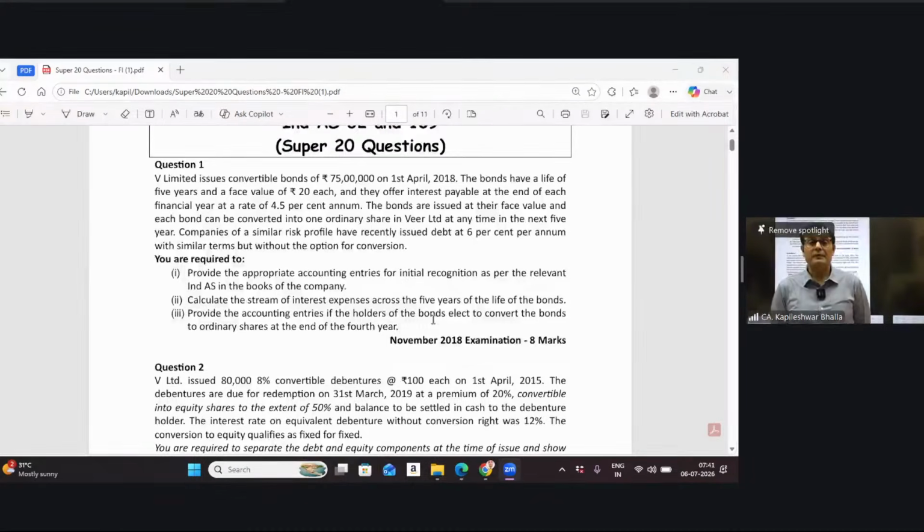So we've got three inputs in the question for 8 marks. One is the split accounting at initial recognition. One is the interest calculations across a period of 5 years, and the entries if the conversion takes place at the end of the fourth year. So this means the option is, of course, with the holder. So let's begin with the input.